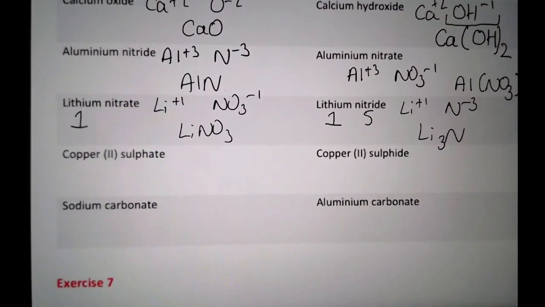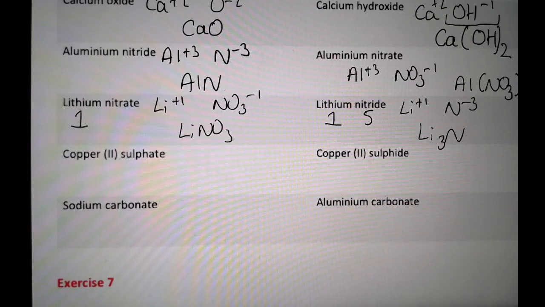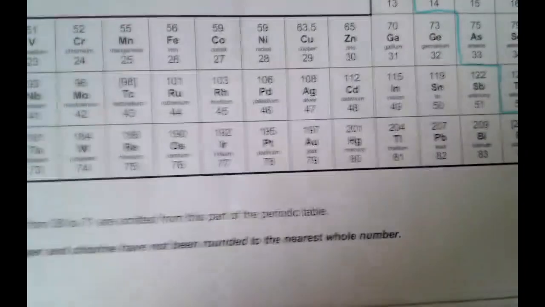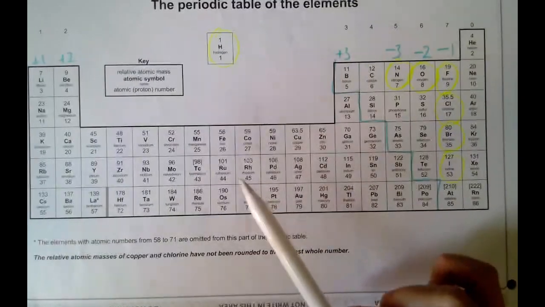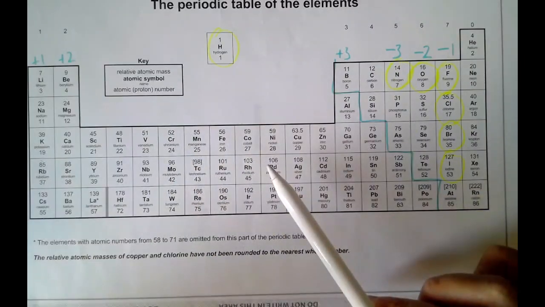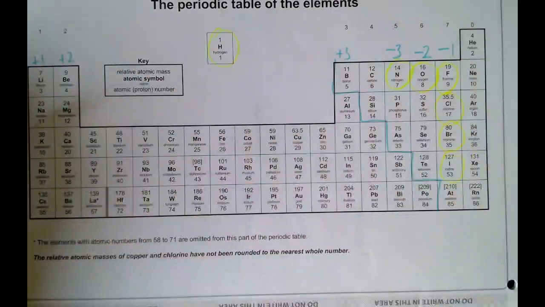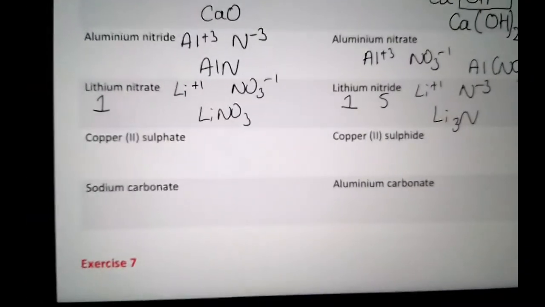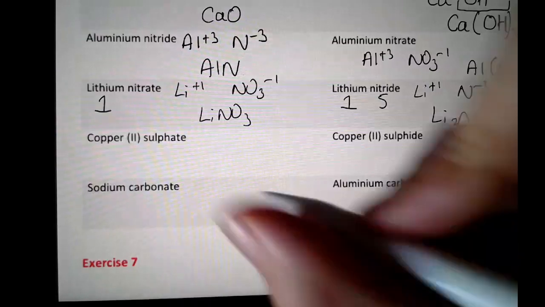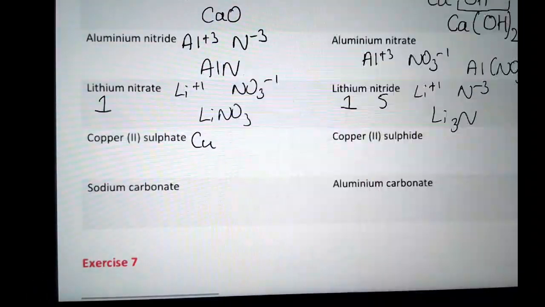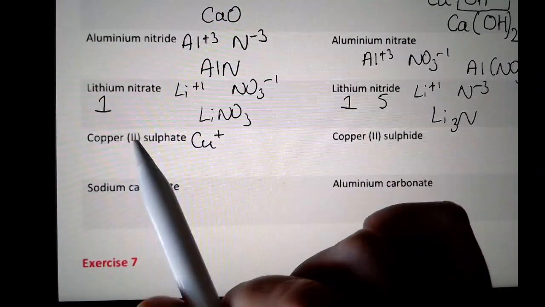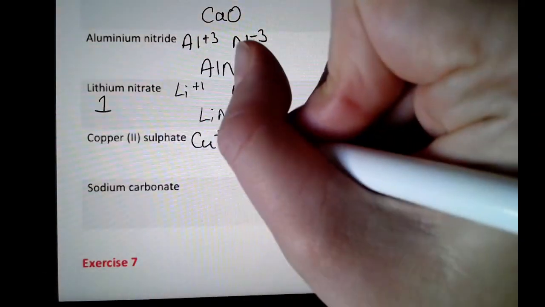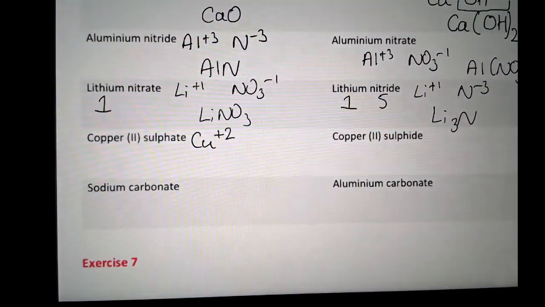The next two contain copper, which is one of your transition metals. So we said earlier that you cannot work out the charge based on the position in the periodic table. But I do know that these are all metals, and if they're metals, they must be positive. So if I look at the actual name, it says copper(II) sulfate. So I go to the periodic table, I see that copper has a symbol Cu. I know it's a metal, therefore it must have a positively charged ion. And then the 2 in Roman numerals tells me that it has a charge of +2. So it's Cu2+.